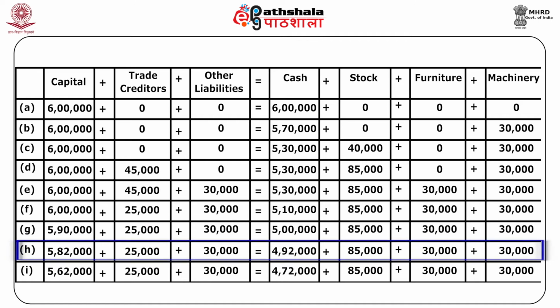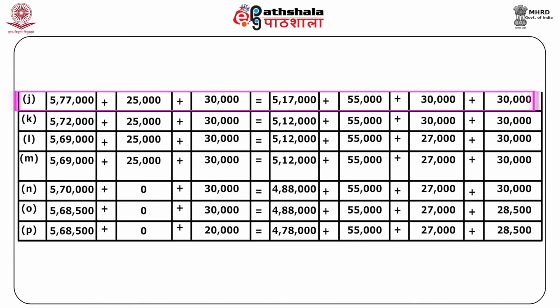On H part, we have 5,82,000 plus 25,000 plus 30,000, which will give you 4,92,000 plus 85,000 plus 30,000 plus 30,000. On I part, we have 5,62,000 of capital plus 25,000 of creditors plus 30,000 of liability, which will give you 4,72,000 of cash, 85,000 of stock plus 30,000 furniture plus 30,000. On J part, we have 5,77,000 of capital plus 25,000 of creditors plus 30,000 of liability, which will give you 5,17,000 plus 55,000 plus 30,000 plus again 30,000.